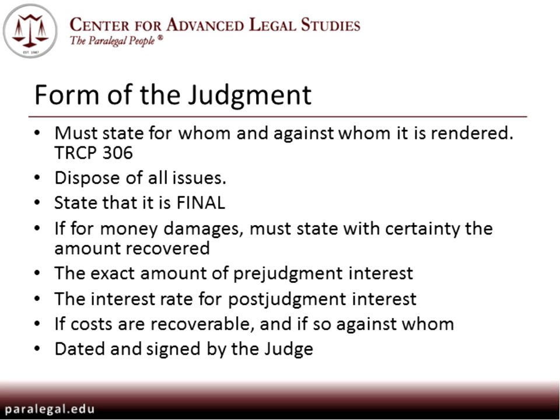When you are asked to prepare a judgment for the court to sign, it must state for whom, who wins, who's losing. This is all covered in Texas Rules of Civil Procedure Rule 306. You must dispose of all the issues and state that the judgment is final. That's for appealability concerns. This used to be a very, very complicated matter to get a final judgment. It's not nearly as final nowadays with their open jury questions.